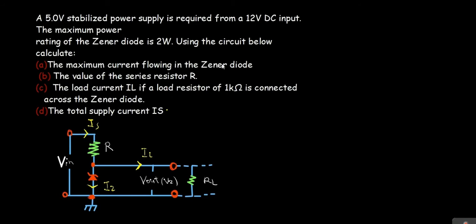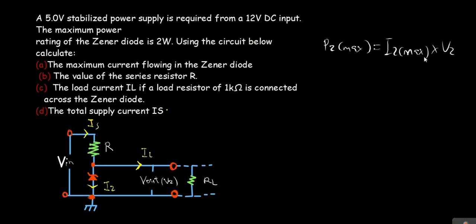So the first one is the maximum current flowing through the Zener diode. For us to be able to find the maximum current through the Zener diode, we are going to use the formula PZ max equals IZ max, which is the maximum current in the Zener diode, times VZ, which is the voltage in the Zener diode. This is the formula we're going to use. So now, with this formula, let's look at what you've been given. You've been given the maximum power in the Zener diode to be what? 2 watts. Okay, you've been given that one.